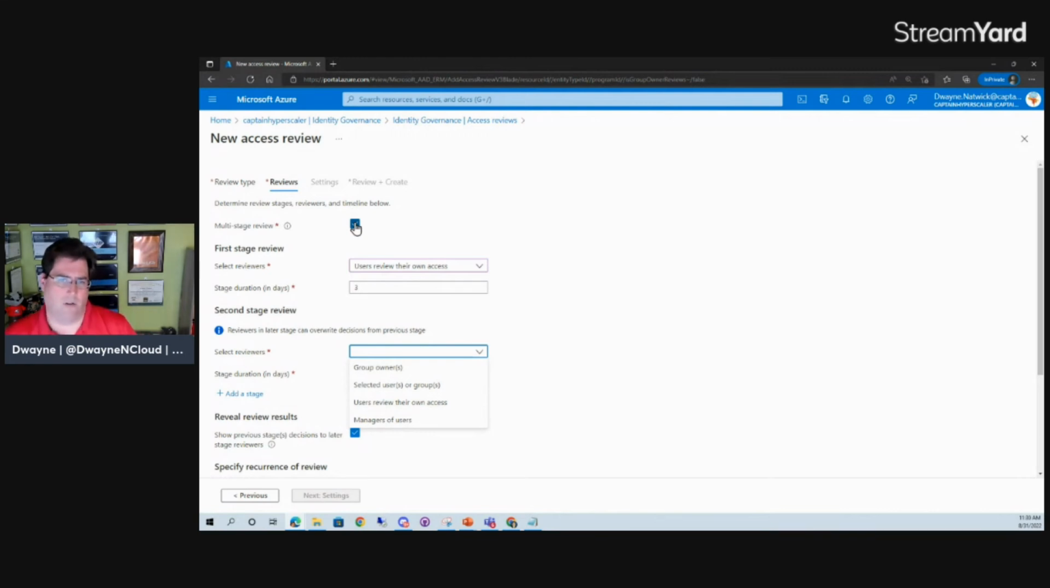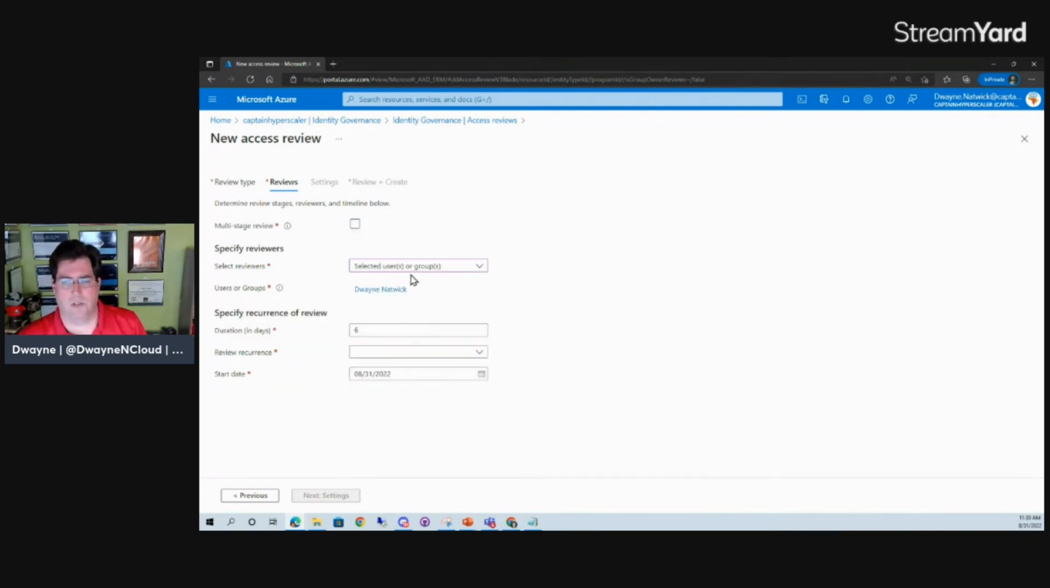That's a good use case for that multi-stage review. If we want to have the user do a self-review, but then also have a supervisor or an admin do that secondary review, that's good. But like I said, guest users should never be their own reviewer. We set the duration. This is how long that review is going to take place. So we'll make this a one-time review.